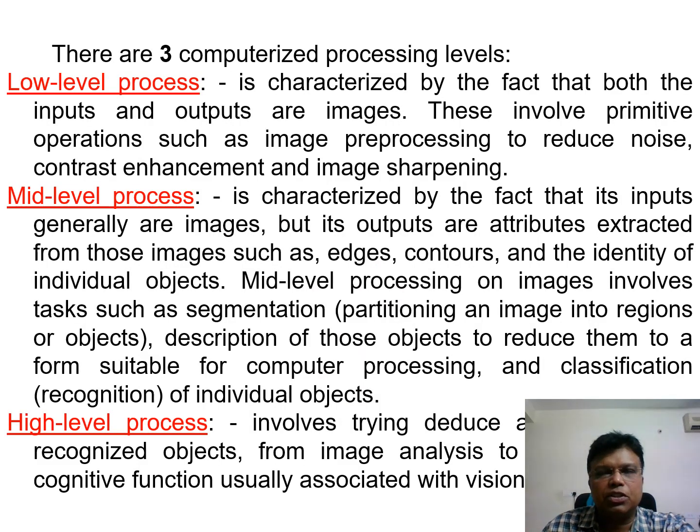So there are three computerized processing levels. One is known as a low-level process, which is characterized by the fact that both the input and output are images. The next one is a mid-level process, whose inputs are generally images, but its outputs are attributes extracted from those images such as edges, contours, and the identity of individual objects. The next one is the high-level process, which involves trying to deduce and recognize the objects, and from the image analysis they are classified into different individual objects.